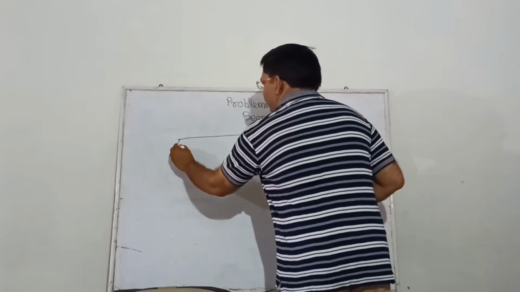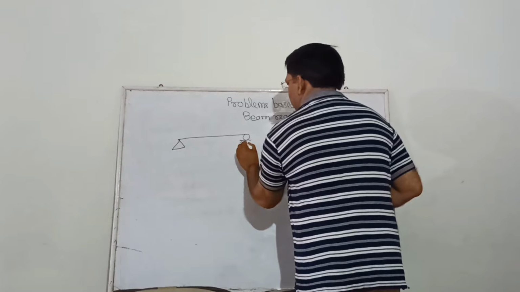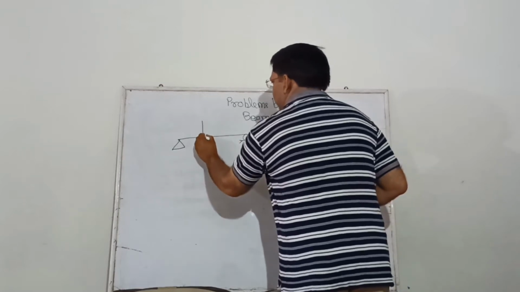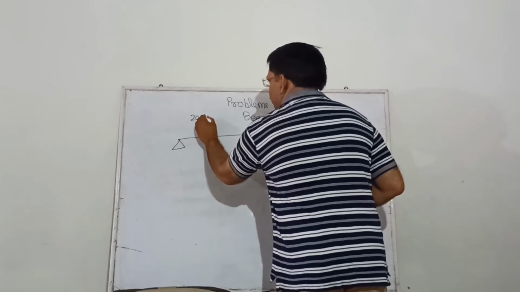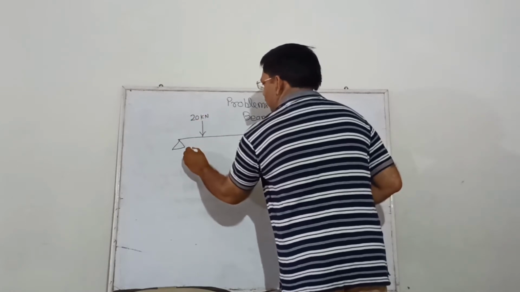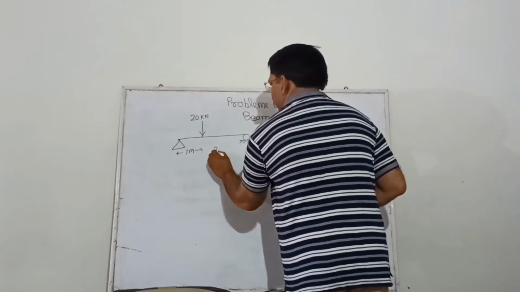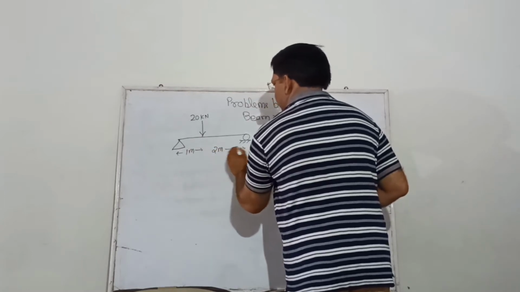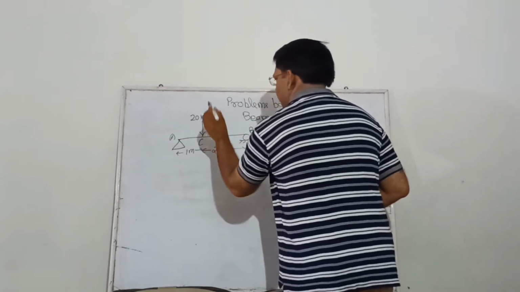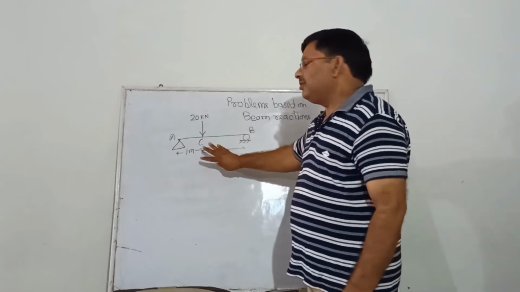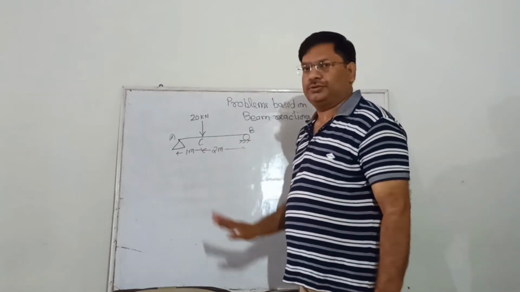Suppose we have a beam which is loaded by 20 kilonewton force. Now suppose this distance is 1 meter and this distance is 2 meter. A point, B point and C point. So this is the problem and now we have to calculate the value of these support reactions.